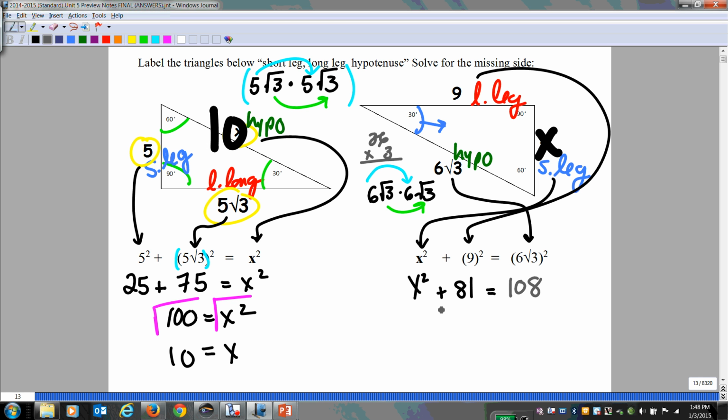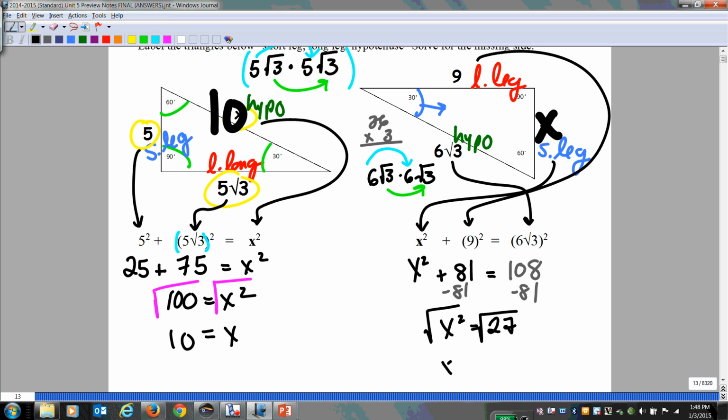Now we're going to minus 81 both sides. We end up with x squared equals 27. We square root both sides, and that's x equals 3 root 3. So this x is going to be 3 root 3.